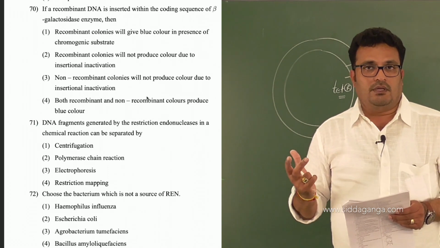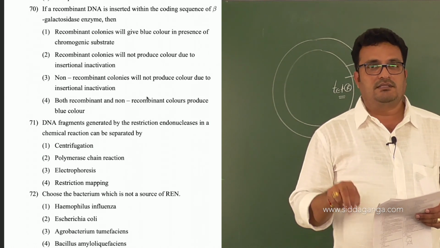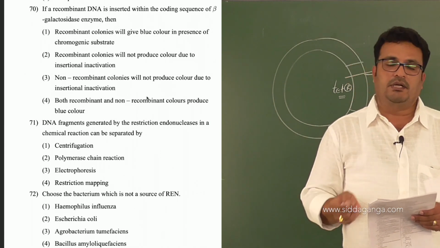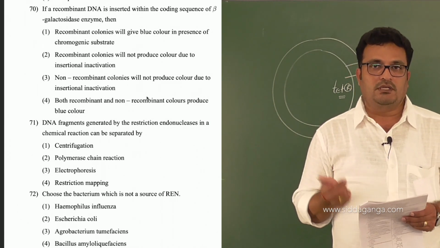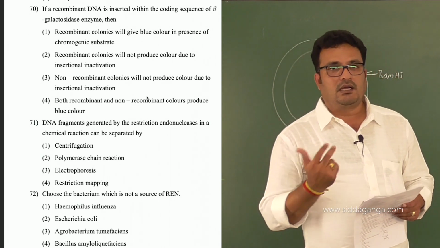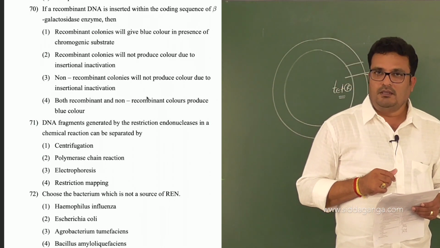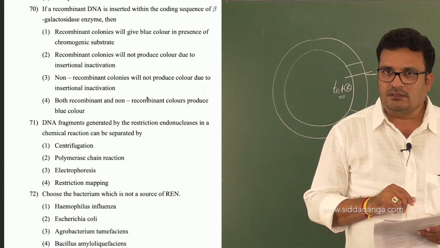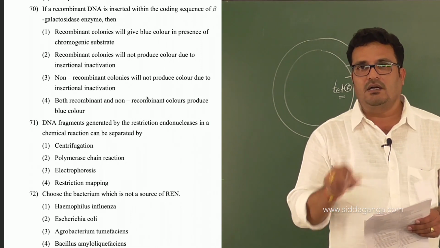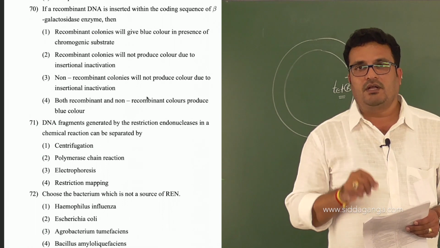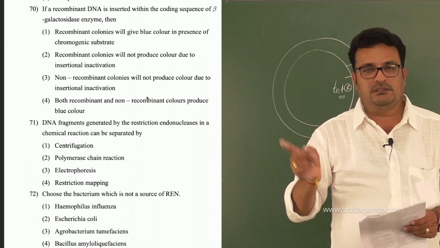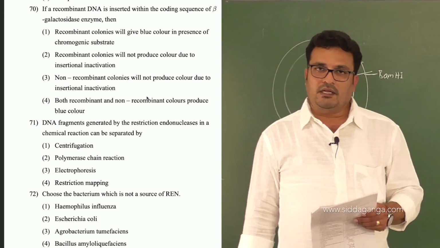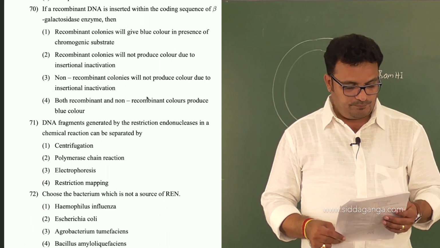So instead of using antibiotic resistant genes as the selectable markers, one more method is called insertional inactivation, where the beta galactosidase is not produced. Then what happens, in the culture you will get colorless bacterial growth. The blue colored colonies are not transformed. The colorless ones are called transformed. Based on that, we separate transformants and non-transformants. So recombinant colonies will not produce color due to insertional inactivation, that is the right answer.